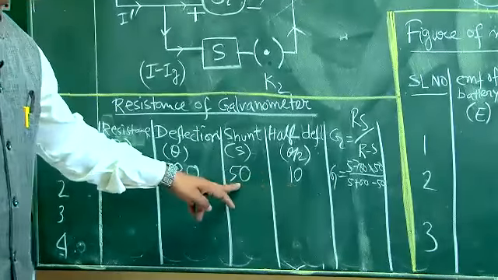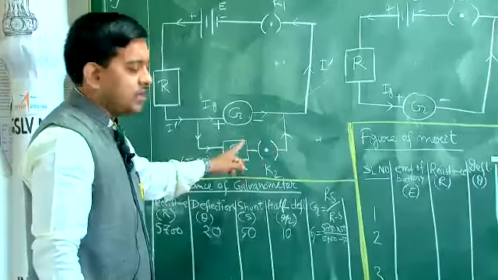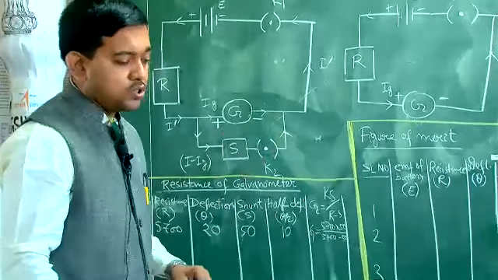Fine. Then in the next table, you see the next table now. In the next table, the K2 key is open. That means there is no function of S. It may be in the circuit, but the key will be open. So what I'll do now, I'll open the key K2.